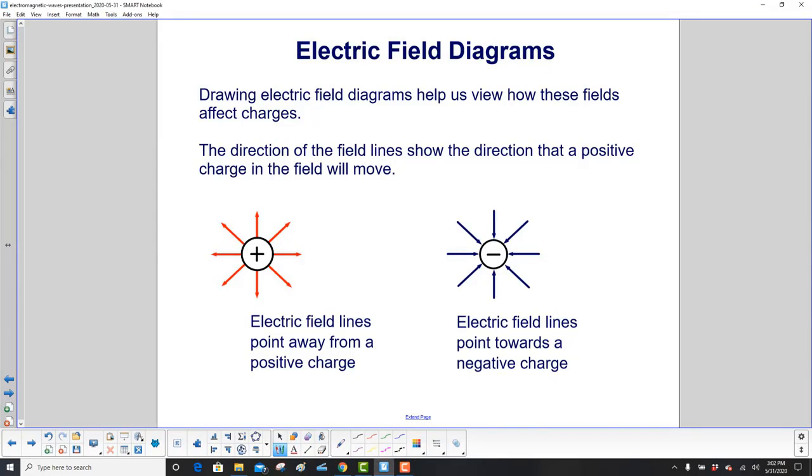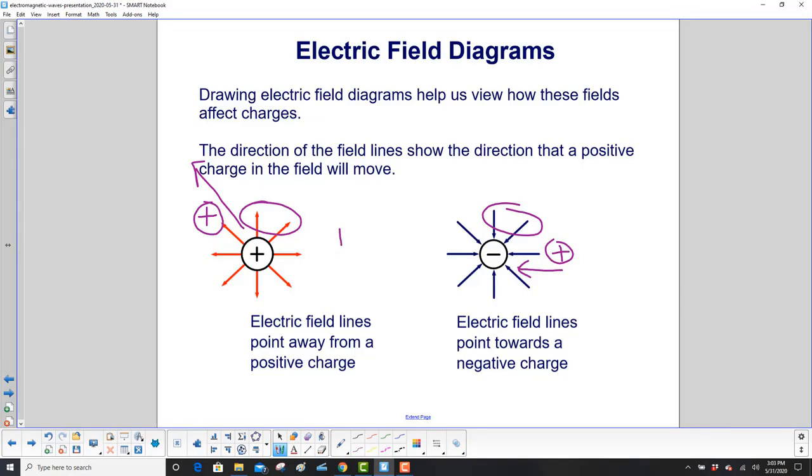Drawing electric field diagrams helps us view how these fields affect charges. The field lines, these arrows here, show the direction that a positive charge in the field will move. So let's look at the one on the left. If we put a positive charge here, like charges repel, so we know it'll go off in that direction. So that's why the field lines are in that direction. If we put a positive charge here, it's going to be attracted to that negative charge. So the handy rule here is electric field lines point away from a positive charge and towards a negative charge.